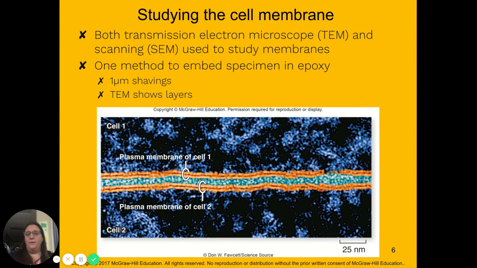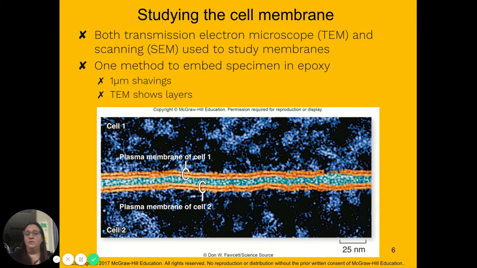When we study the cell membrane, we can't look at it with a light microscope, unfortunately. If we look at cells under the microscope, we can just see a thin outline of where that membrane would be, especially if the cells are stained. But our scopes aren't strong enough to see those phospholipids. But you can with a transmission electron microscope, or TEM, and also a scanning electron microscope, or SEM.